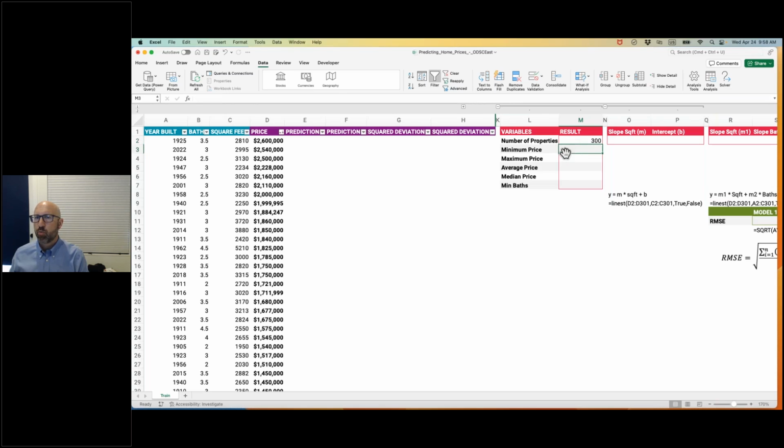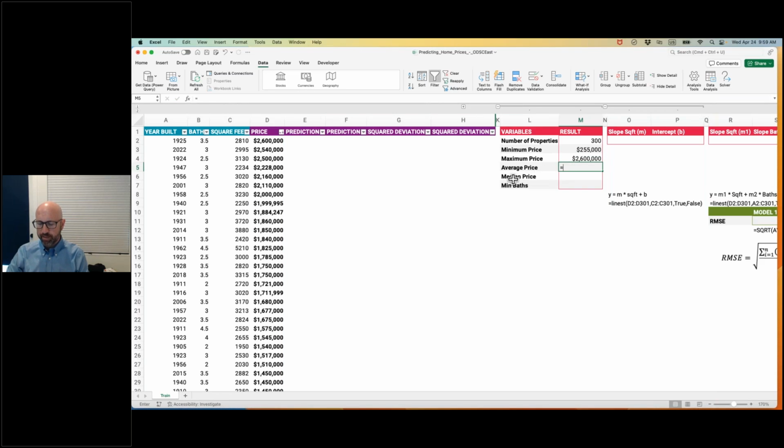The next thing is, what is the minimum price? So for the minimum, I can use my min function, so min. And again, I'm gonna select the whole column of price, close the parentheses, and it says 255,000. So we already knew that, but if we hadn't sorted the data, this is a way of finding out. We can also look at the max. So that's using the equal max function, parentheses. We're gonna select again the price, close the parentheses, and this is 2.6 million.